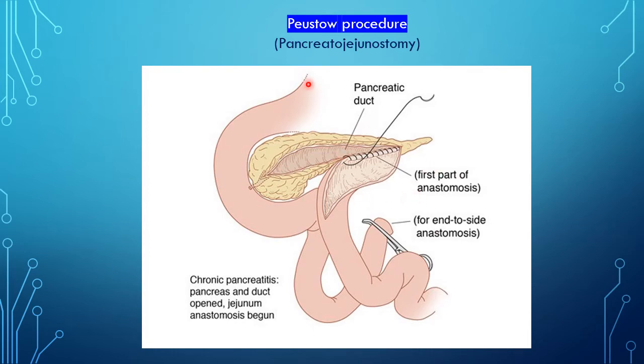This is another bypass operation known as the Puestow procedure, which is a pancreatojejunostomy, where the dilated pancreatic duct is joined by side-to-side anastomosis with a loop of jejunum. So the duct is opened up, and there's a side-to-side anastomosis between the pancreatic duct and the jejunum.